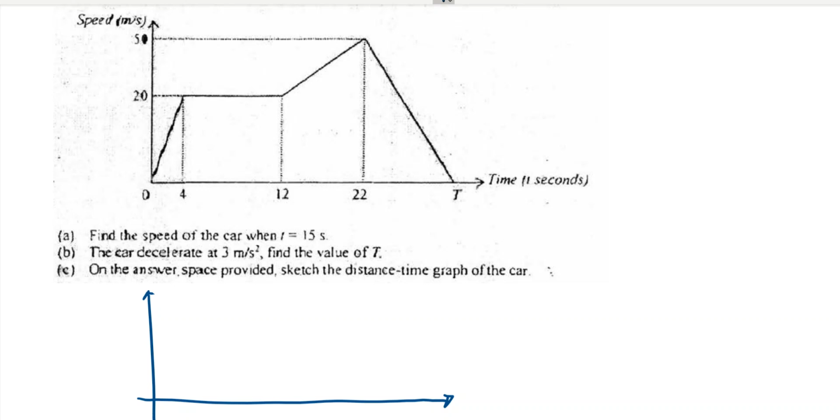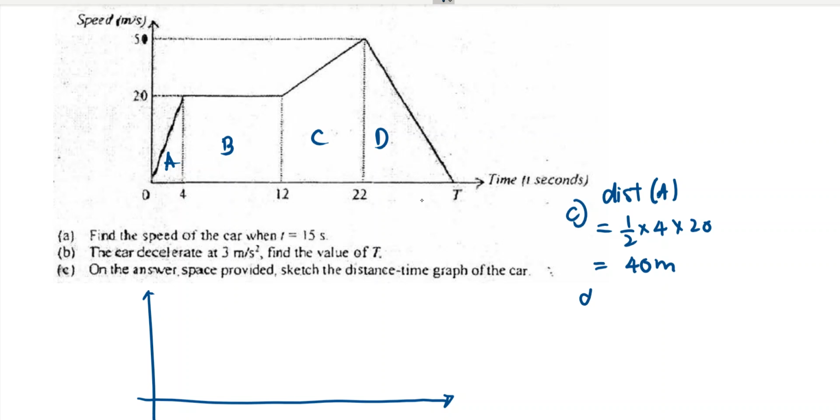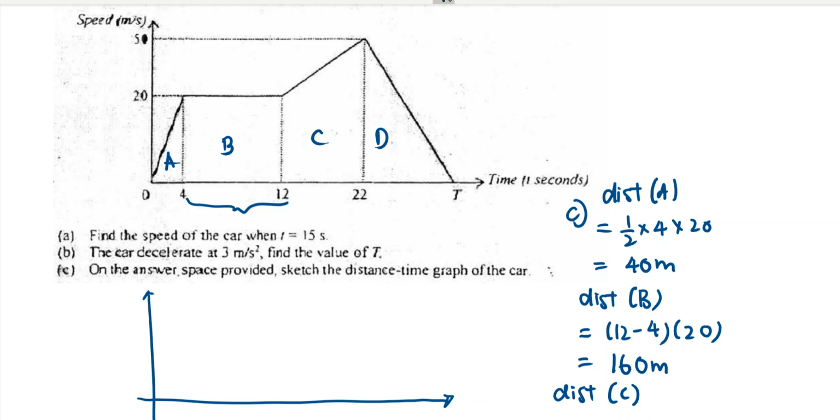All right, so I'm breaking up the graph into portion A, portion B, portion C, and portion D. For A, the distance traveled is equal to half times 4 times 20. All right, and that will give you 40 meters. Okay, so the distance for B is equal to the base of this rectangle, 12 minus 4, times the height, 20, and then you will have 160 meters.